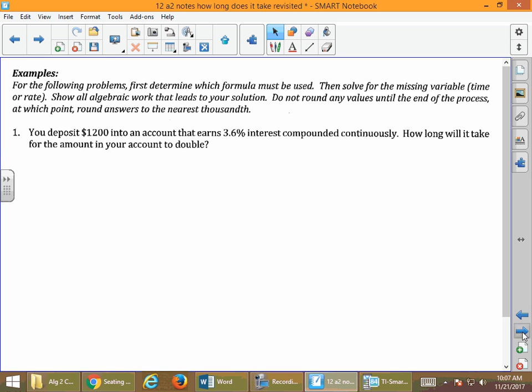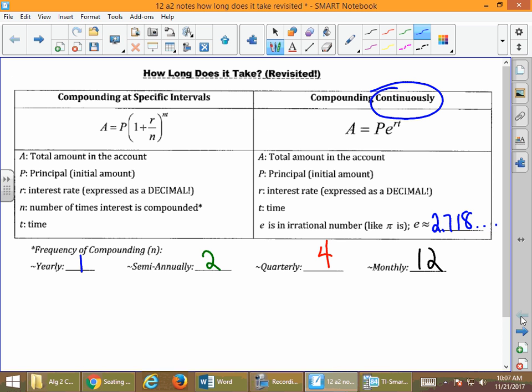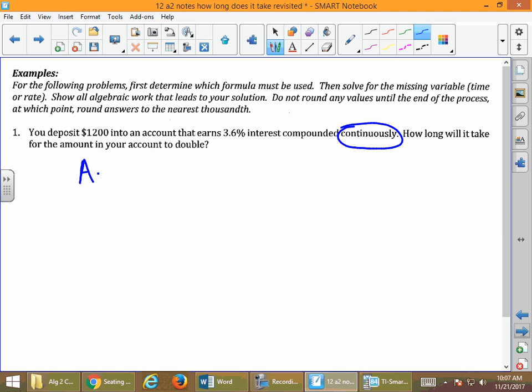So our first problem says you deposit $1,200 into an account that earns 3.6% interest, compounded continuously. There's that word, continuously. And the second that we see that word, we can identify that we're going to use this formula that's to the right, right above on your paper. Sometimes people call it PERT. It's an easy way to remember the formula. Then it says, how long will it take for the amount in your account to double? I want to circle this word double because this is an important word in our problem as well.